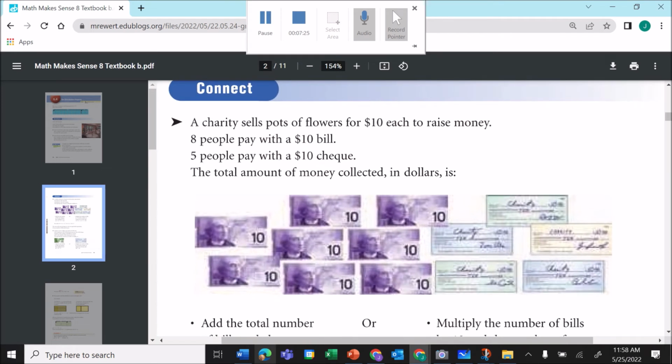Okay, we're looking for an expression. There's probably going to be a distributive property. A charity sells pots of flowers for $10 each to raise money. That's going to be like 10 times something? 8 people pay with a $10 bill, 5 people pay with a $10 check. Total amount is... so let's come up with an equation first. I want an equation that shows the distributive property.